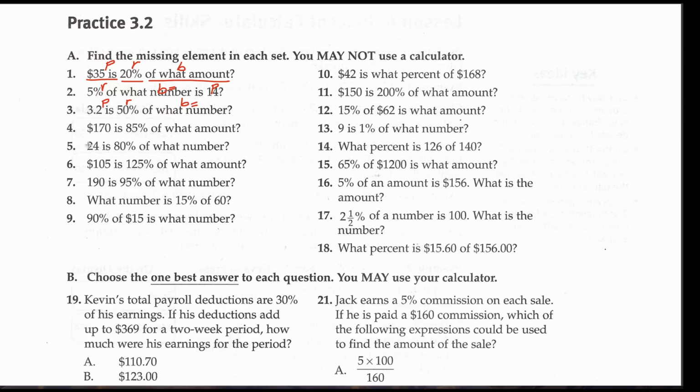Number 4, $170 is. That is the part. 85%, that is the rate. Of what amount? That is the base that we don't know. Number 5, 24 is. That is the part. 80%, that is the rate. Of what number? That is the base. We don't know the base.